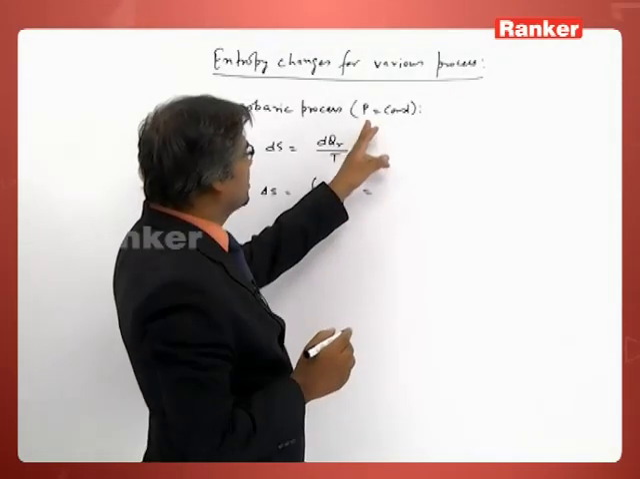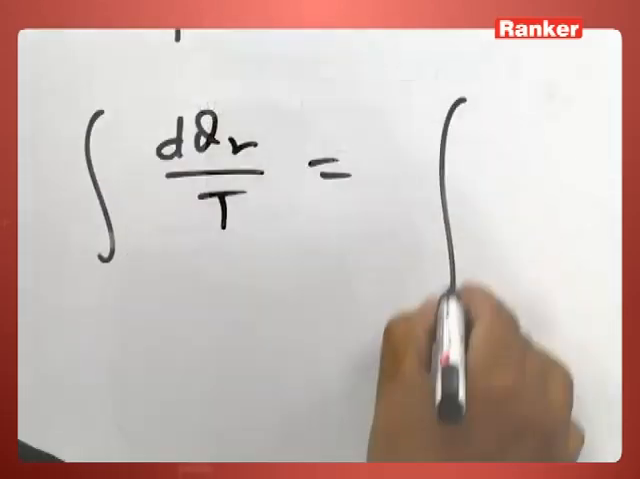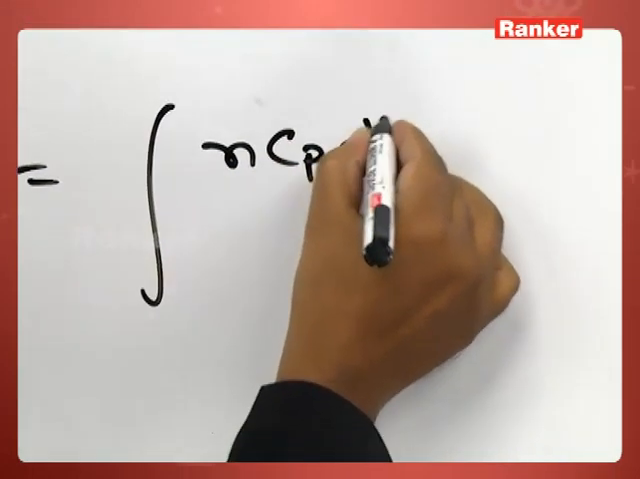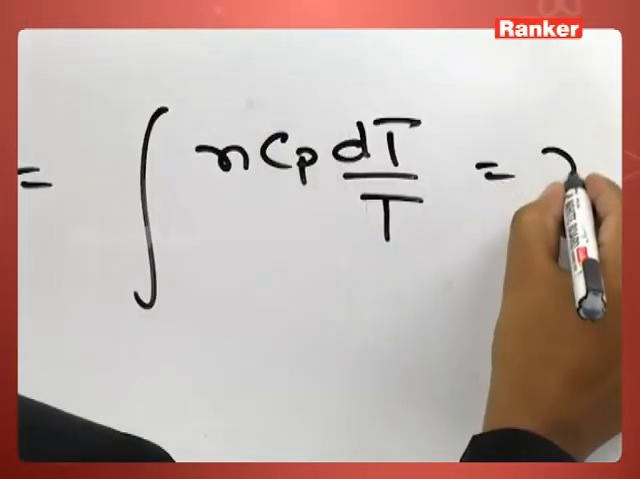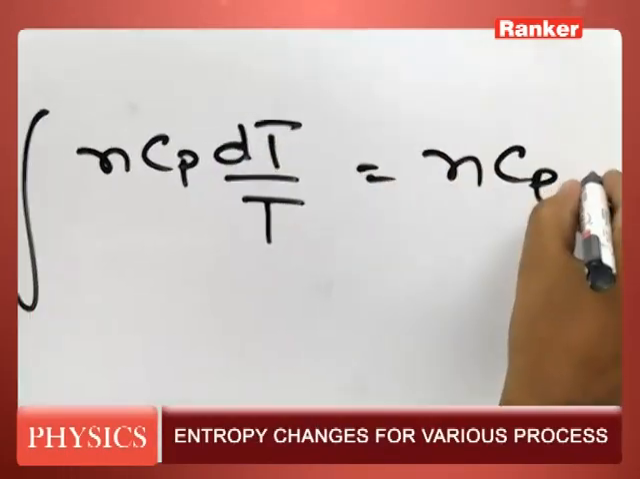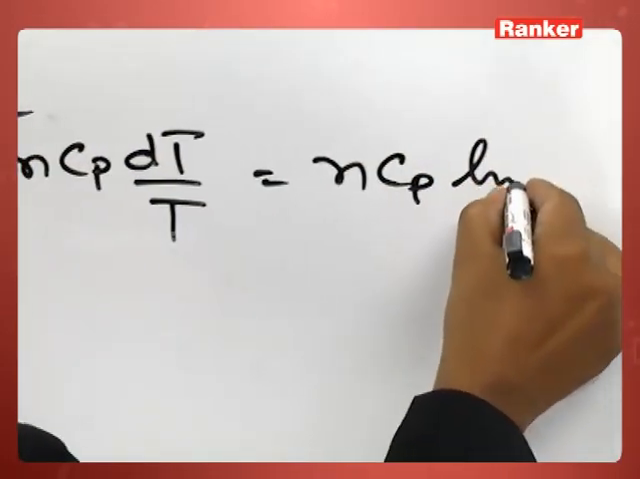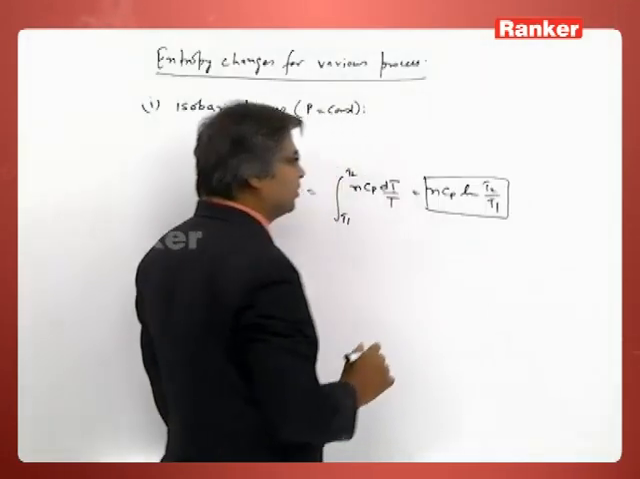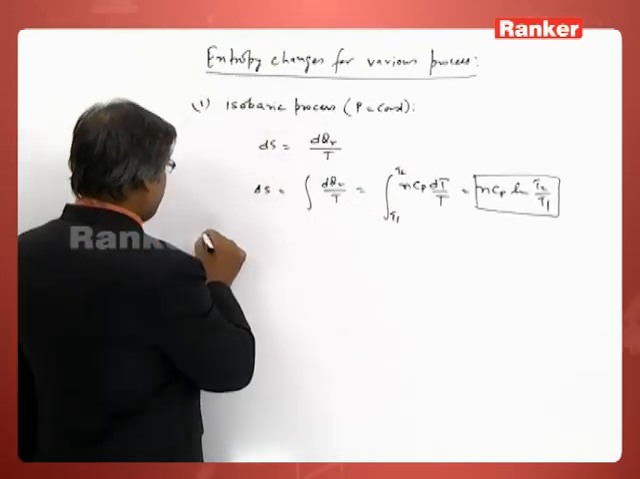Now since the process is isobaric, pressure is constant, so the amount of heat given is n Cp dT by T, and this is equal to n Cp, where dT is from T1 to T2 suppose, so we have ln T2 by T1. So this is the expression for delta S if the process is isobaric.